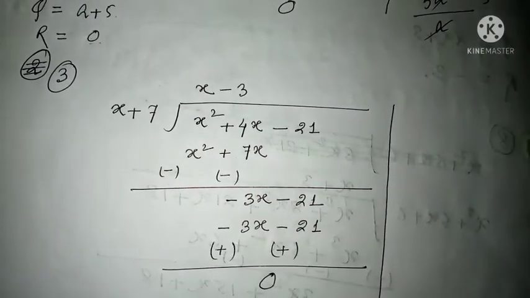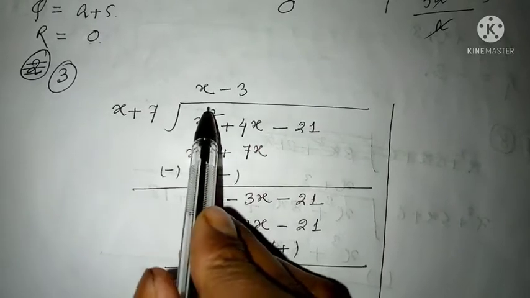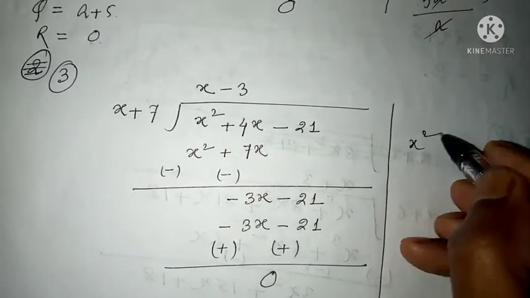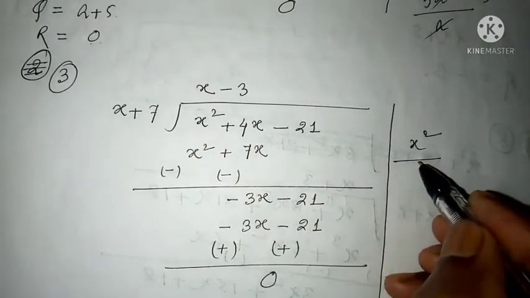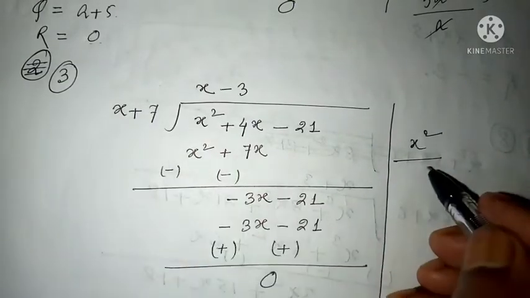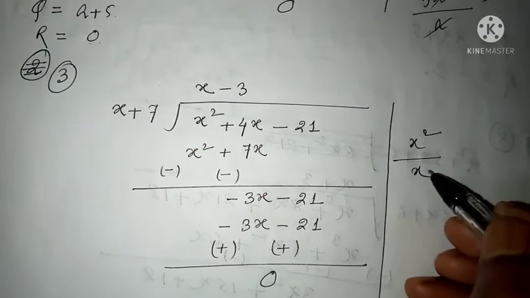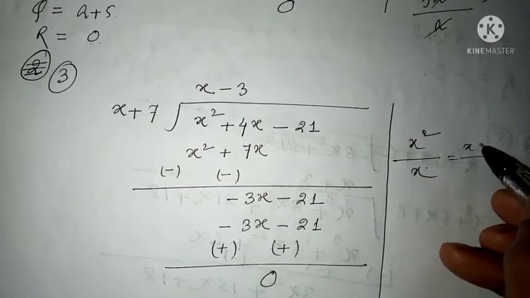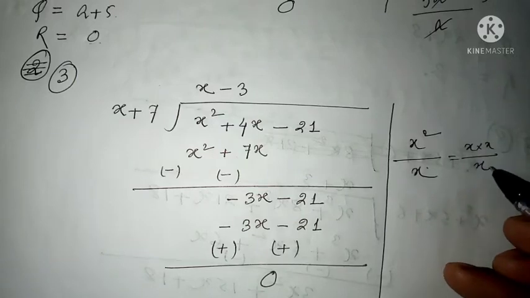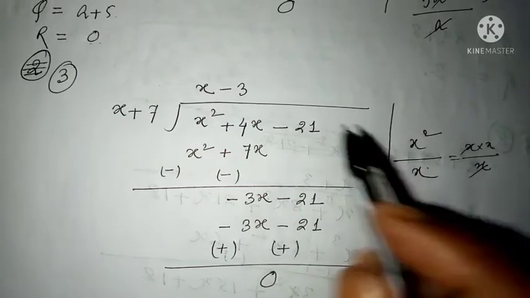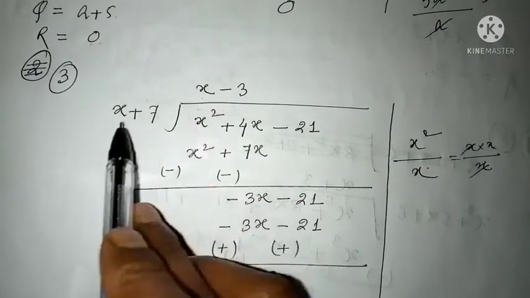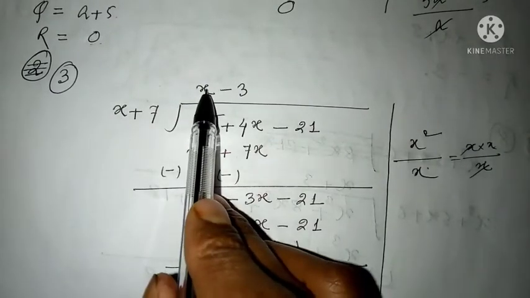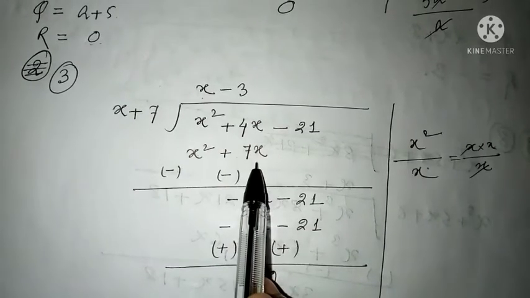So what I've said here: first of all, you pick up the first term of your dividend, that is x square, and you divide it by the first term of the divisor, that is x. Now see, x square means x into x, and this x cancels, so you write here x. Now you multiply x into x, that is x square, and 7 into x, that is 7x.